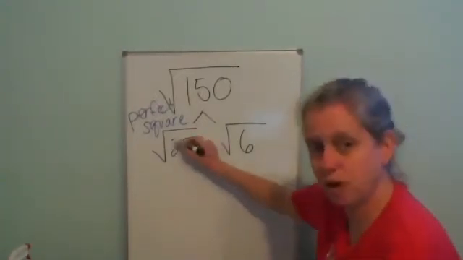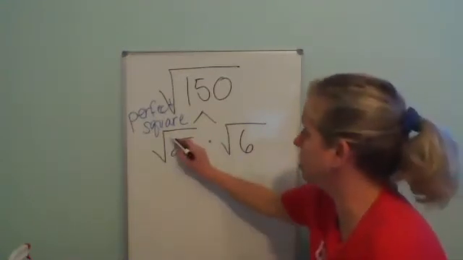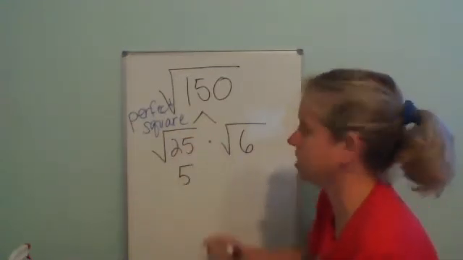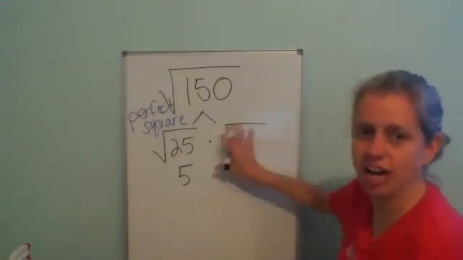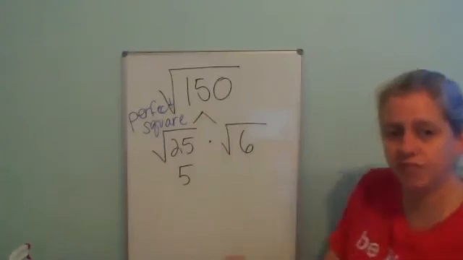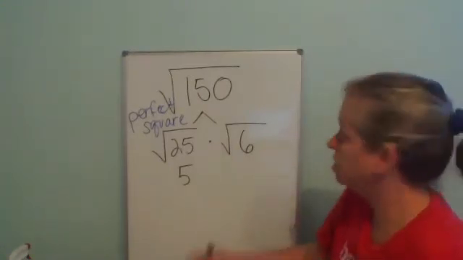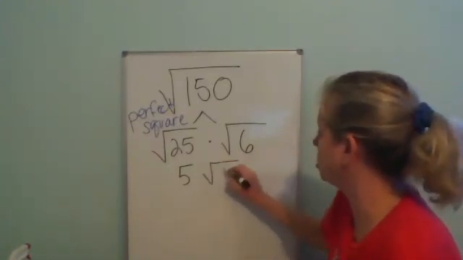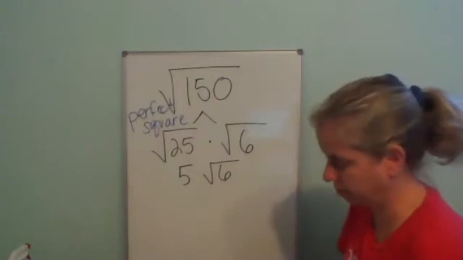Now you made a perfect square, which means now you can take the square root of it. What is the square root of 25? Well, it's 5. This is just considered like trash. Whatever you put over in that leftover one, you put it there because you can't simplify it anymore. So this right here will always just drop down. So 5 square root of 6 is your answer.